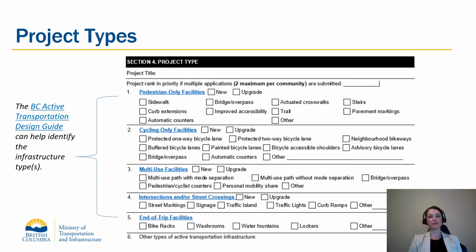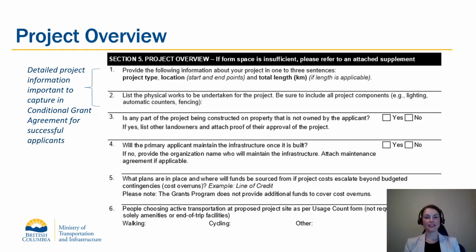Section 4 is all about identifying the project type. Include a project title and check out the BC Active Transportation Design Guide as needed. Indicate if this is a new project or an upgrade to existing infrastructure. Section 5 is the project overview.